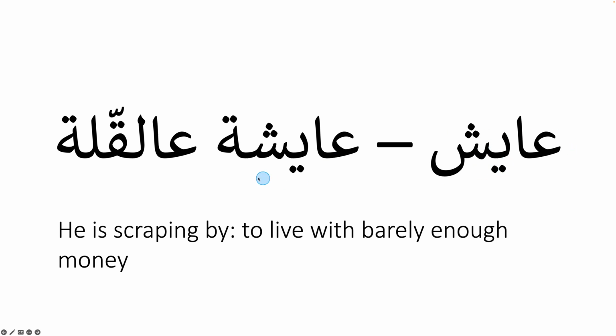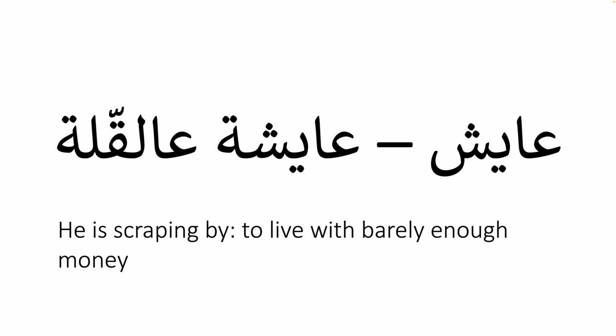So عايش, عايشة. Going back to the importance of the active participle, this is the reason: one conjugation can be used for three subject pronouns, for three people. That's the nice thing about the active participle, and one of the reasons why it is widely used in dialect, and you would see it a lot in everyday language. So عايش على القلة. قلة means the little. It comes from the adjective قليل, which means little or few. So the overall translation is somebody who's scraping by, living with the bare minimum, barely having enough money.